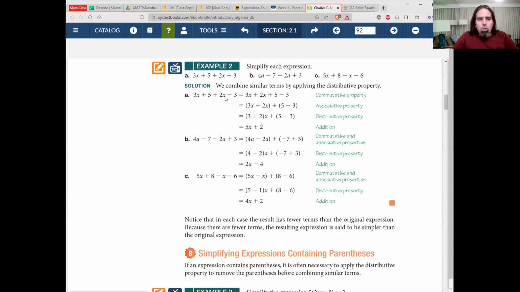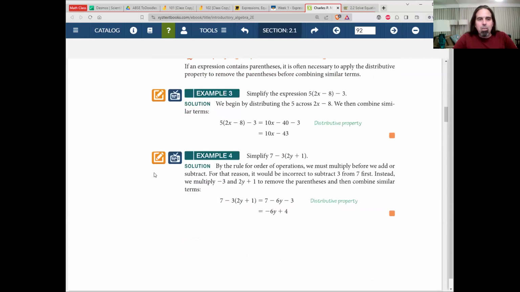Now they're making them longer. They have 4 pieces instead of 2 or 3. Anyone need more of that? Now they're saying to distribute, to take this 5 and multiply it by both the 2x and the -8.